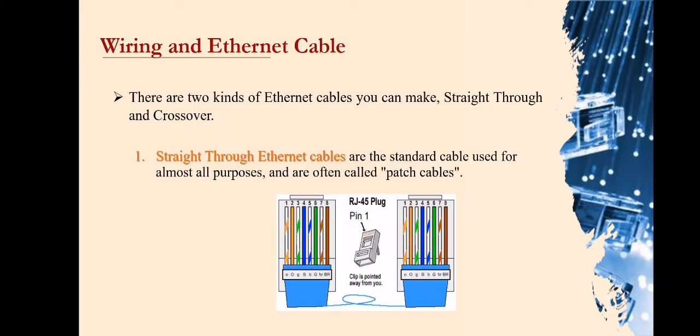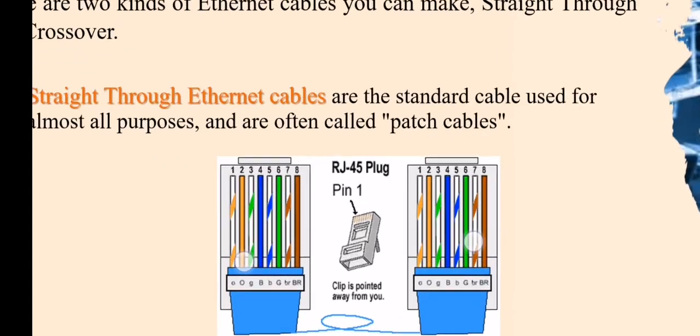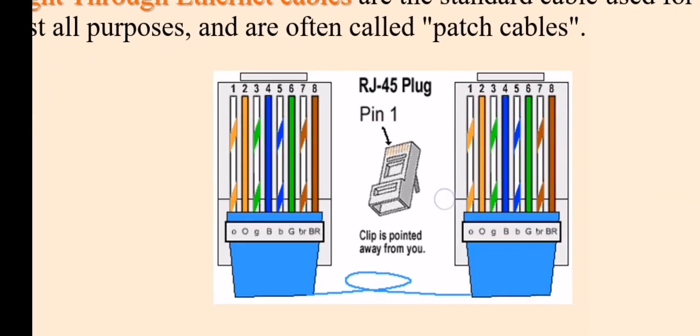Okay, to create an Ethernet cable, you will need a UTP or an STP cable, an RJ45, and a crimping tool. There are two kinds of Ethernet cables that you can make: straight through or crossover. Let's discuss them one by one. First, we go to straight through. Basically, we are talking about the arrangement, how the cables are arranged.